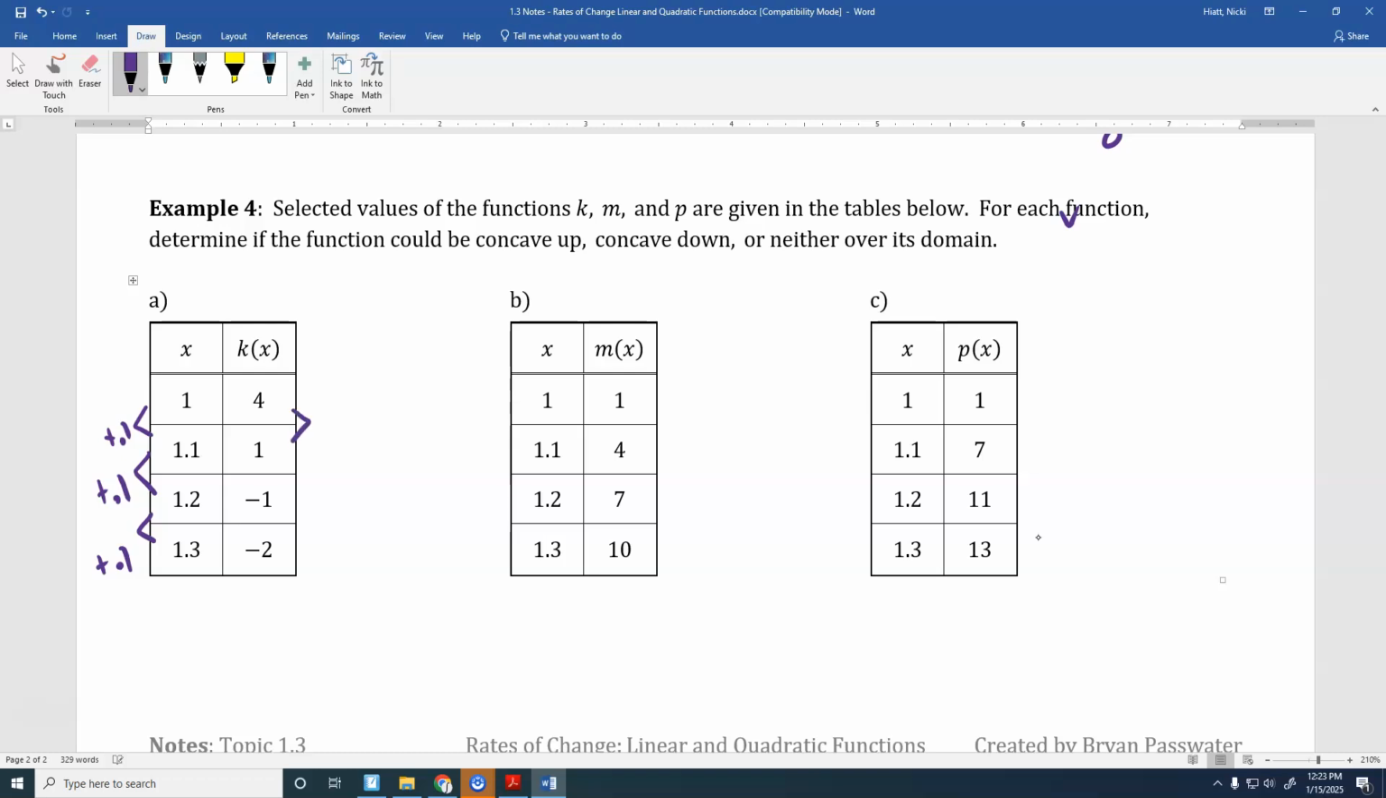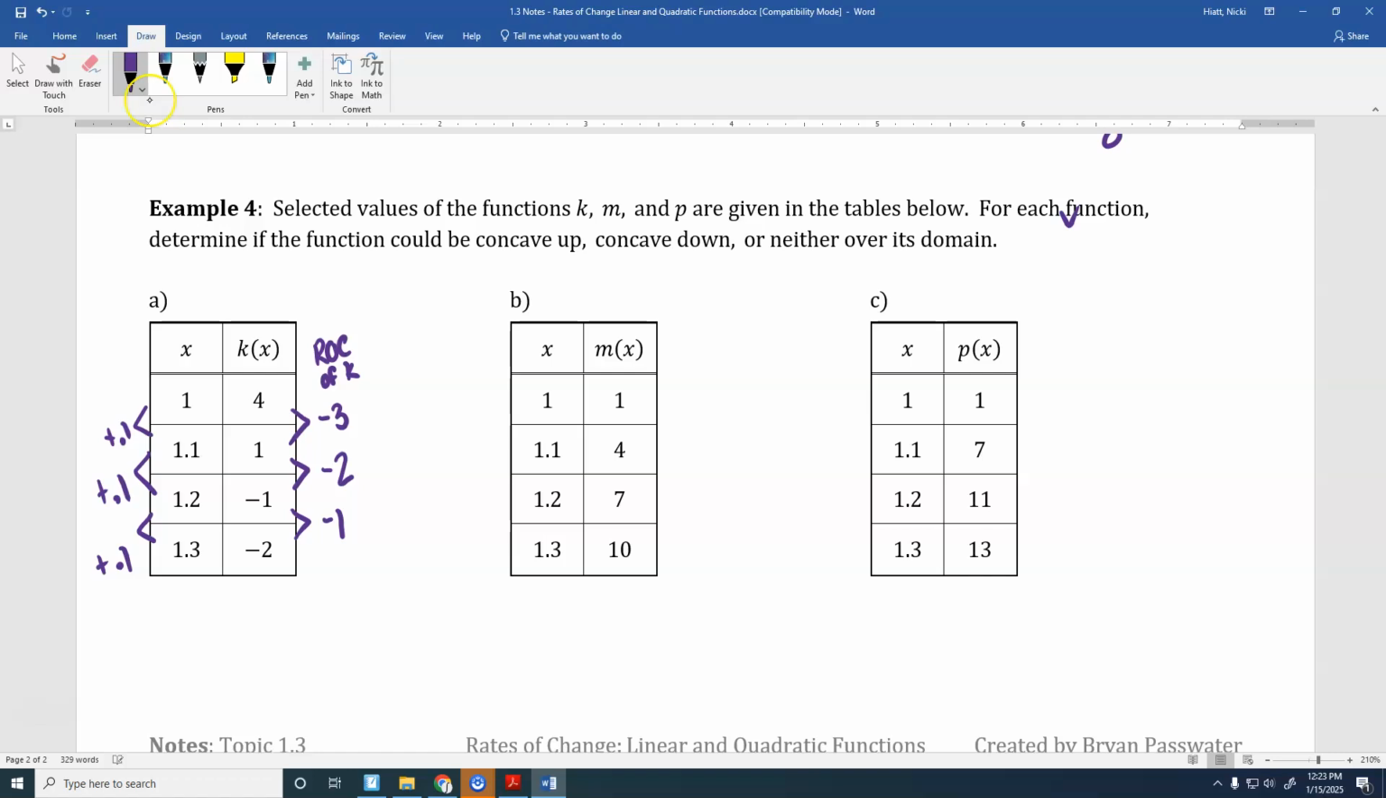So here, 4 to 1, I go down 3. From 1 to negative 1, I go down 2. From negative 1 to negative 2, I go down 1. I guess that would be down 2, right? Oh, sorry, thank you. I was saying it did not look right. Okay, so this is my rate of change of K.